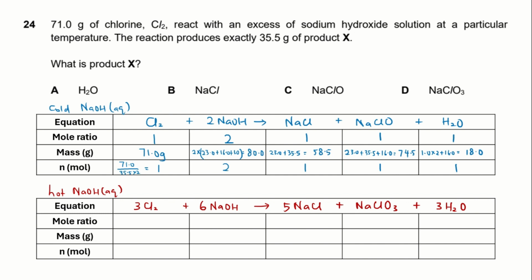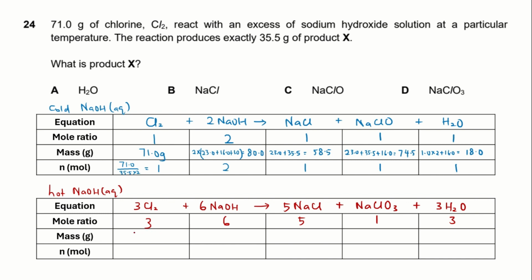When reacting with hot sodium hydroxide, 3 moles of chlorine will be used, 6 moles of sodium hydroxide will be used, 5 moles of sodium chloride will be formed, 1 mole of sodium chlorate 5 will be formed, 3 moles of water will also be formed. Hence, this mole ratio of everything.